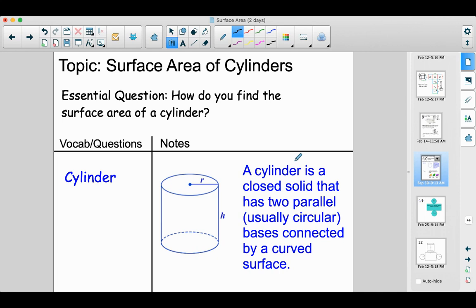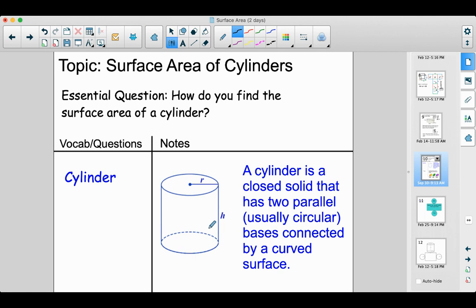Good morning, everybody. We're going to talk a little bit more about surface area today. But instead of looking at prisms, we are going to look at cylinders. A cylinder is pretty close to a prism. In fact, you might think of a cylinder as a circular prism.